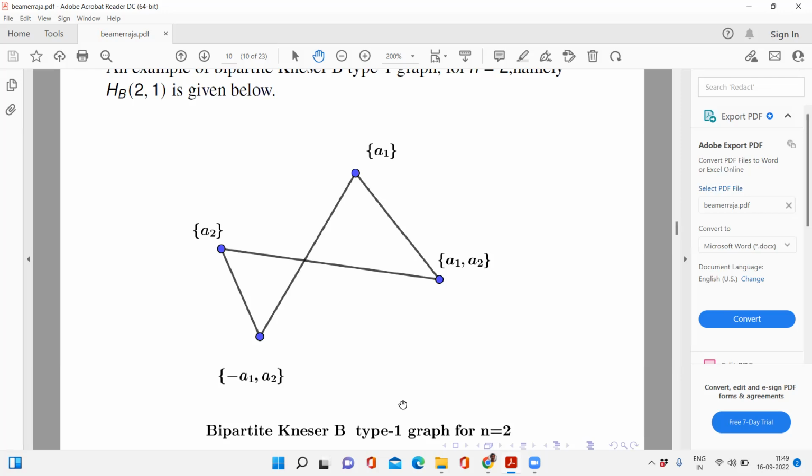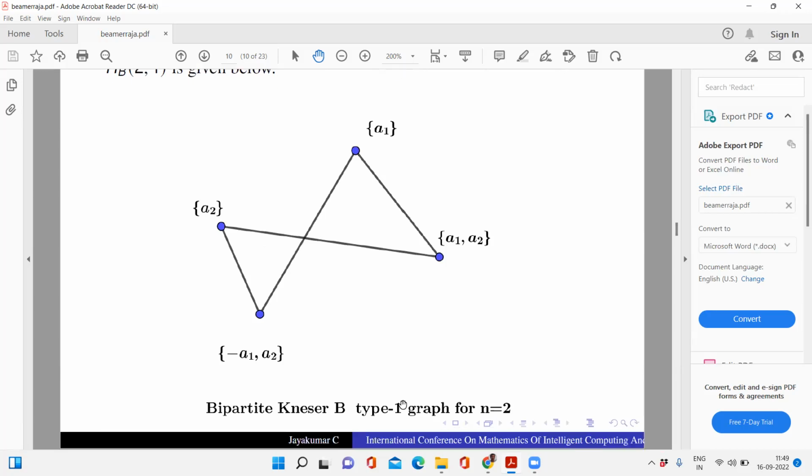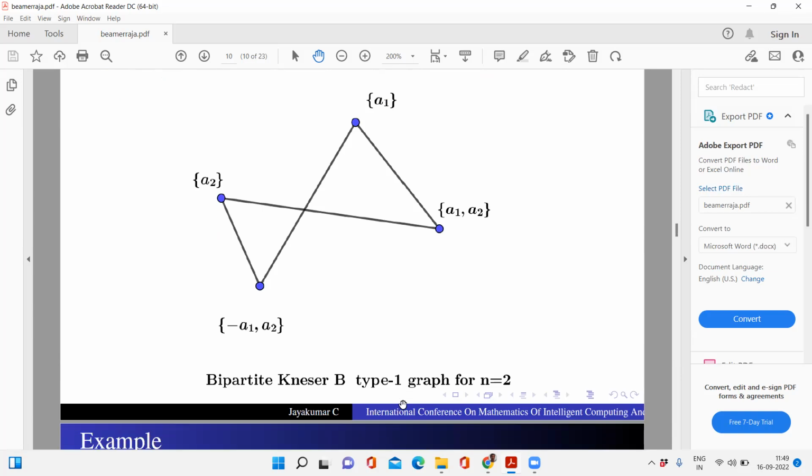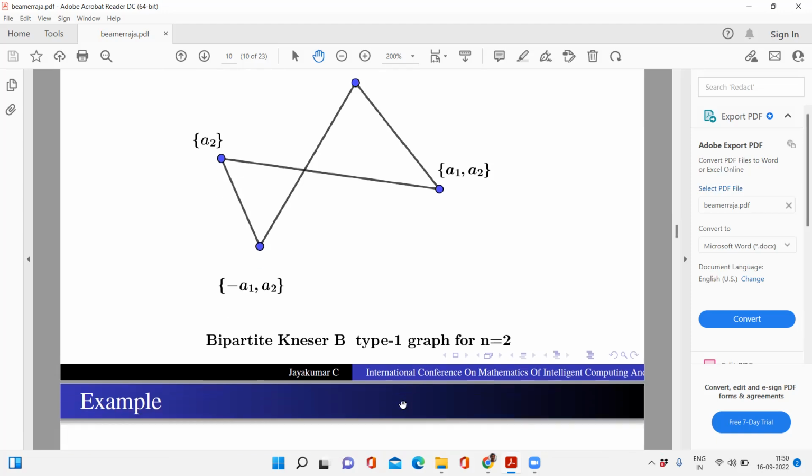The condition is A is a subset of B dagger. And we take B as set minus 1, A2. B dagger is formed by taking the absolute values of elements in B, which means B dagger becomes set A1, A2. Now, clearly, A is a subset of B dagger. For the same reason, we say that A is adjacent to B. In the same manner, we can take another set A2. You can see that set A2 is adjacent to set A1, A2 using the same adjacency relation. So we have seen that it is a bipartite graph.